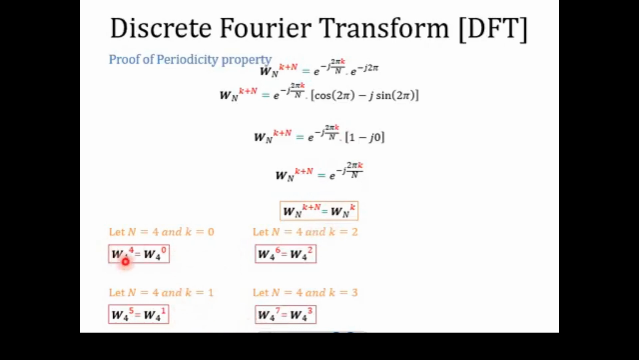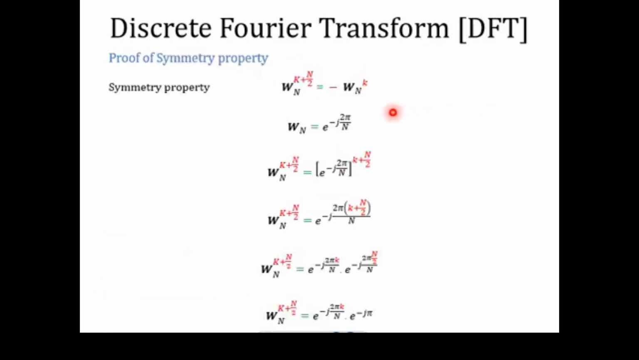So W4^4 will be equal to W4^0. So W4^4 will not be a new factor or a new number, it will be exactly equal to W4^0. Similarly, W4^5 will be equal to W4^1, W4^6 will be equal to W4^2, and W4^7 will be equal to W4^3.